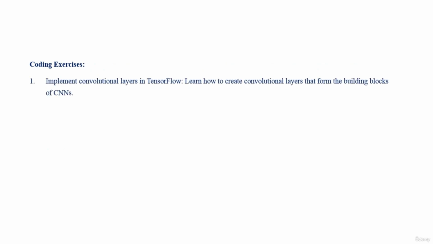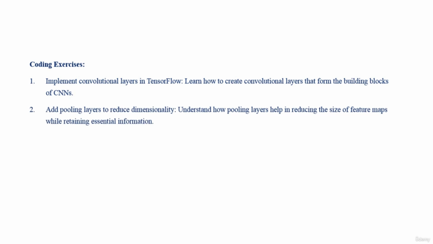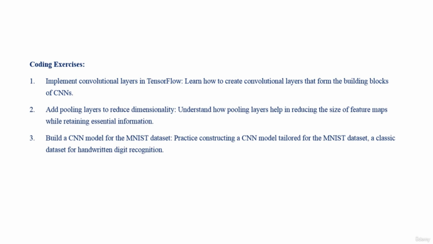Coding exercises. Implement convolutional layers in TensorFlow. Learn how to create convolutional layers that form the building blocks of CNNs. Add pooling layers to reduce dimensionality. Understand how pooling layers help in reducing the size of feature maps while retaining essential information. Build a CNN model for the NIST dataset. Practice constructing a CNN model tailored for the NIST dataset, a classic dataset for handwritten digit recognition.